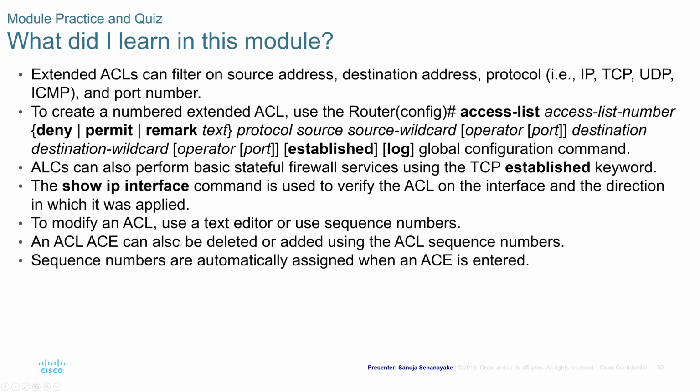We also learn how we can modify an ACL, use a text editor, or use sequence numbers. So to modify an ACL, we recommend that you are using a text editor or use sequence numbers. An ACL access control entry, also known as ACL ACE, can also be deleted or added using ACL sequence numbers. Sequence numbers are automatically assigned when an ACE is entered. So remember that as well. So whenever you enter an access control entry, the sequence number will automatically be added like a 10, 20, 30, 40, etc., right? So you'll see the sequence numbers appearing when you enter an access control entry.